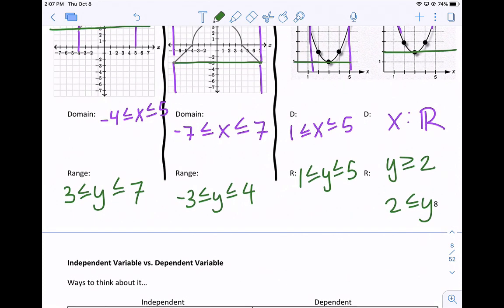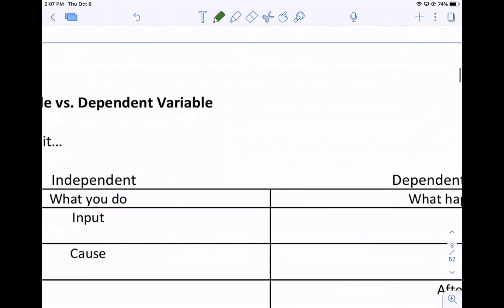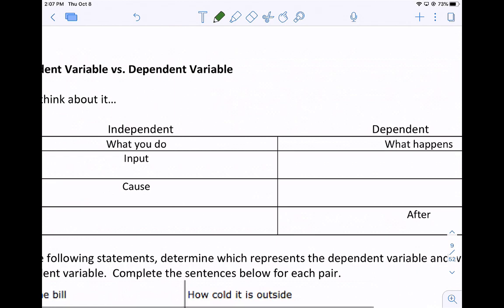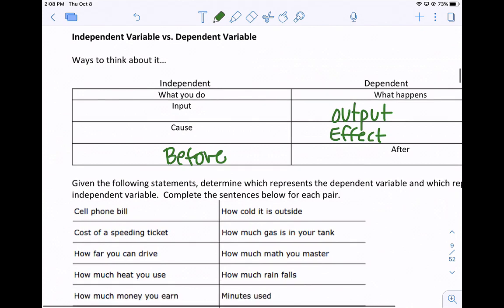Okay, so that's a quick review of domain and range. This is what we looked at primarily yesterday. So today let's look at independent versus dependent variable. And here are different ways to think about these words, independent and dependent. Independent is what you do. Dependent is what happens. Independent is the input. Dependent is the output. Independent is like the cause, and dependent would be like the effect. And the independent would be like the before, and the dependent is the after. So all different synonyms for independent versus dependent.